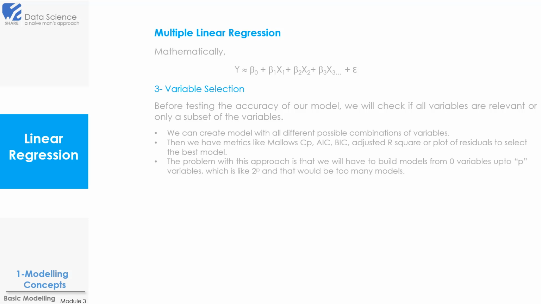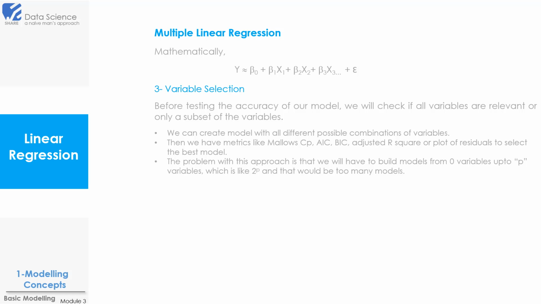Another way is that we start with 0 variables and keep on adding and try all different combinations of variables. And then we have metrics like Mallows Cp, AIC, BIC, adjusted R-square or plot of residuals to select the best model. But the problem with this approach is that we will have to build models from 0 variables up to p variables, which is like 2 raised to the power p combinations, and that would be too many models. So this is not the best and efficient approach.